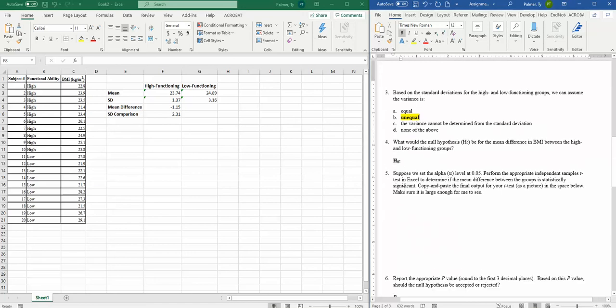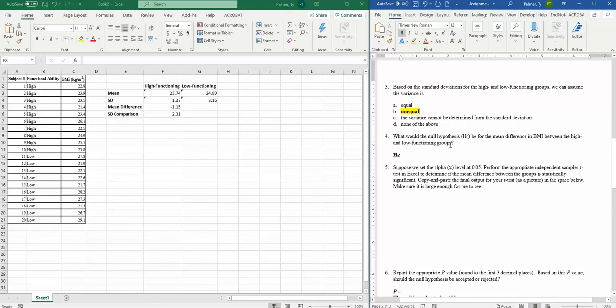Okay, let's move on. Question 4. What would the null hypothesis be for the mean difference in BMI between the high and low functioning groups? Again, it talks about this in the PowerPoint. Please refer to the PowerPoint for more details. But remember, a lot of times the null hypothesis is associated with words like "not", like not statistically significant. And the same thing applies here.